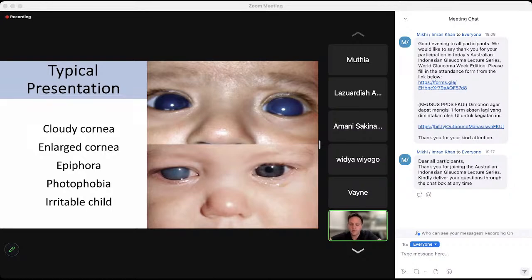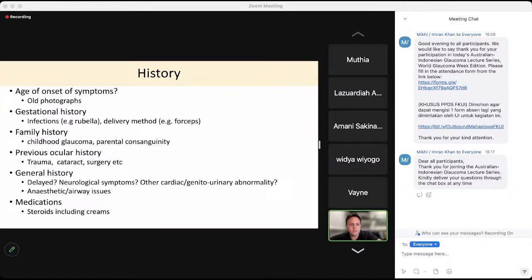If you're concerned about glaucoma, then the first step we need to think about is taking a history. An important part of the history would be looking at when the symptoms began, because that tells us a bit about what their prognosis is going to be in terms of vision, and a bit about what the likely underlying condition would be.